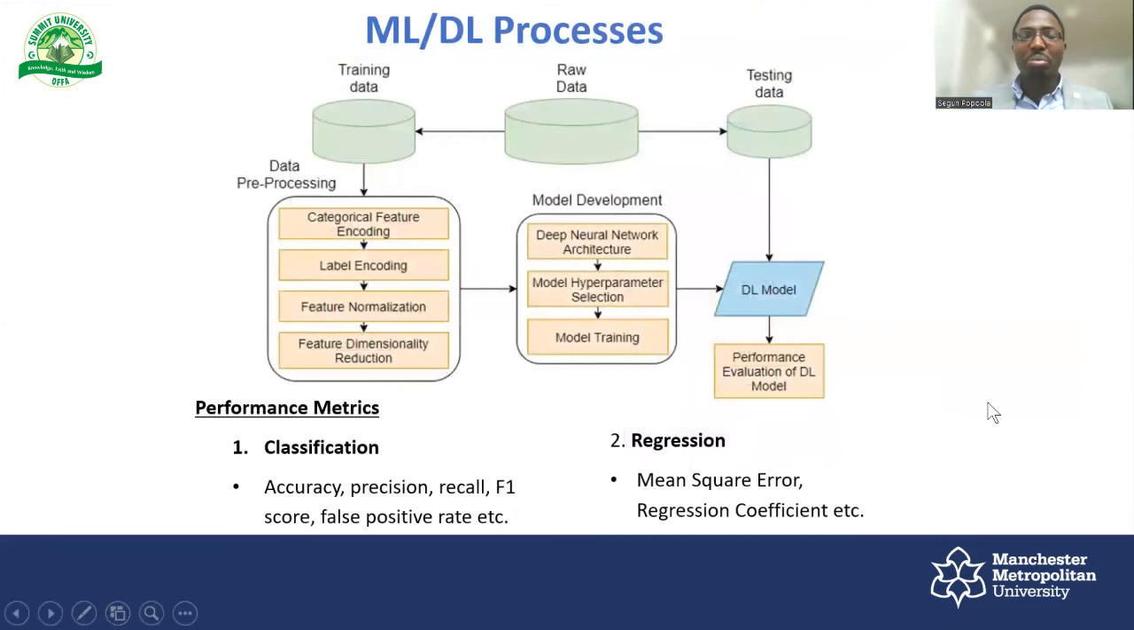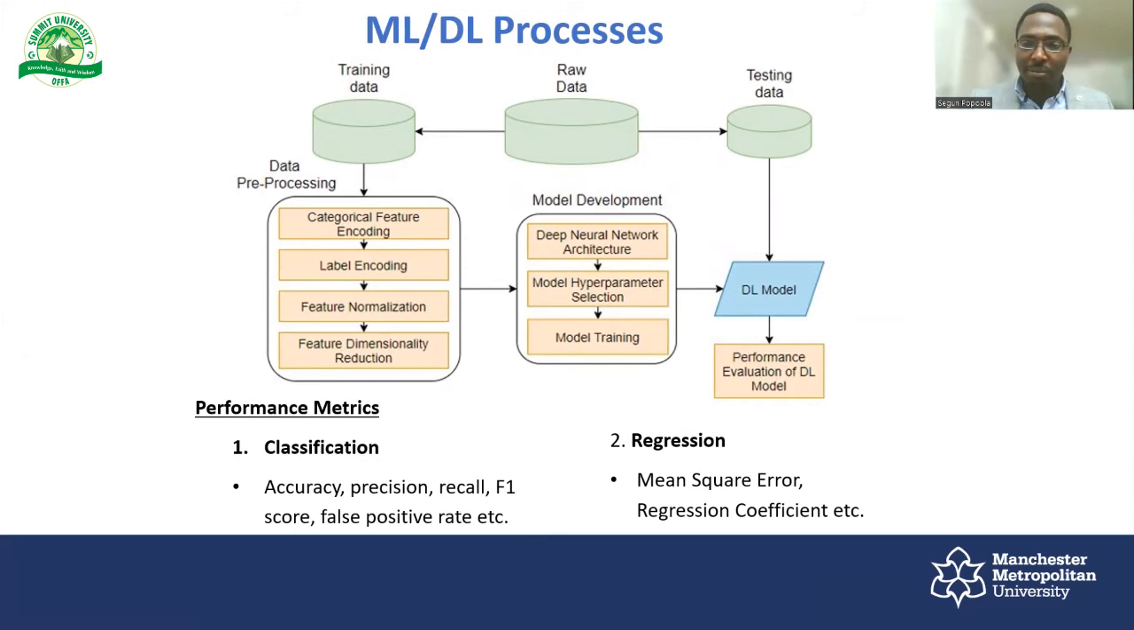Now, this is the process. I will try to spend some time on this machine learning or deep learning process. The first thing is your data. Without data, there is no machine learning, there is no deep learning. So the first thing is to obtain data, that is data collection. Once you have your raw data, you have to divide your raw data into training data as well as testing data.